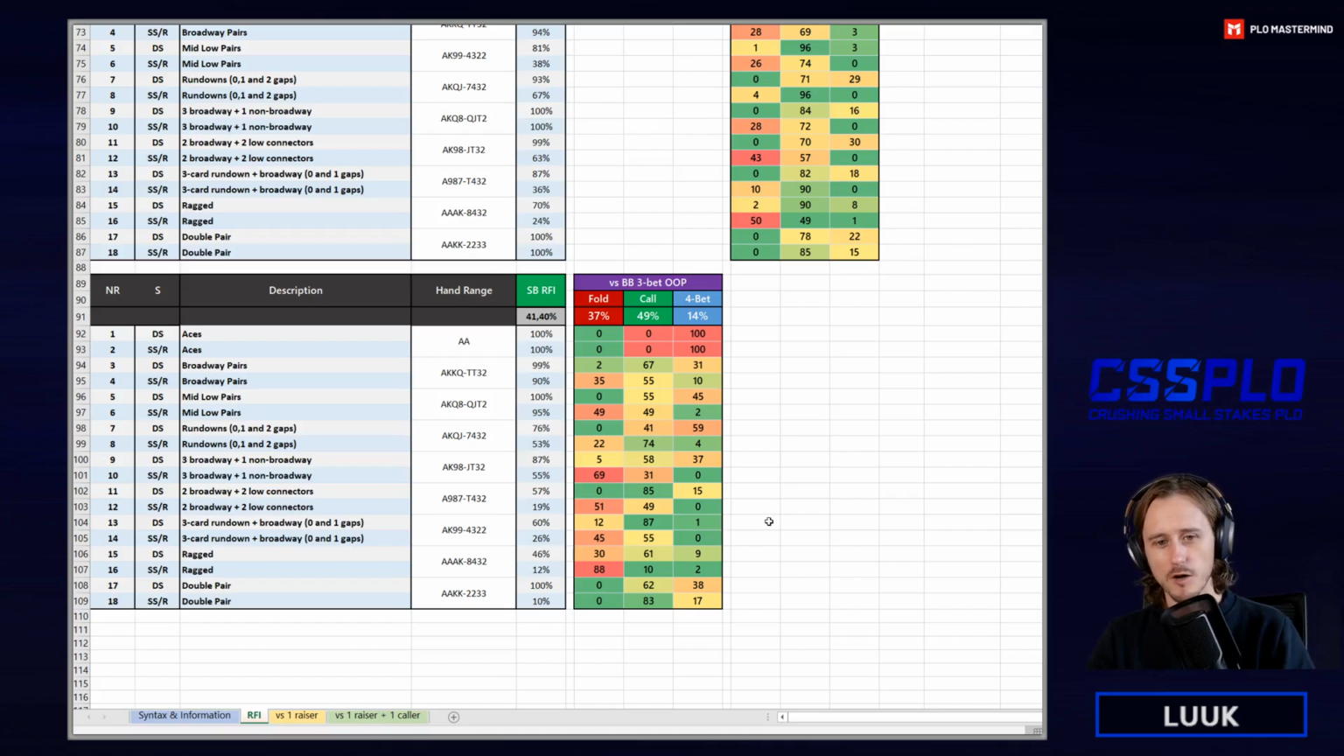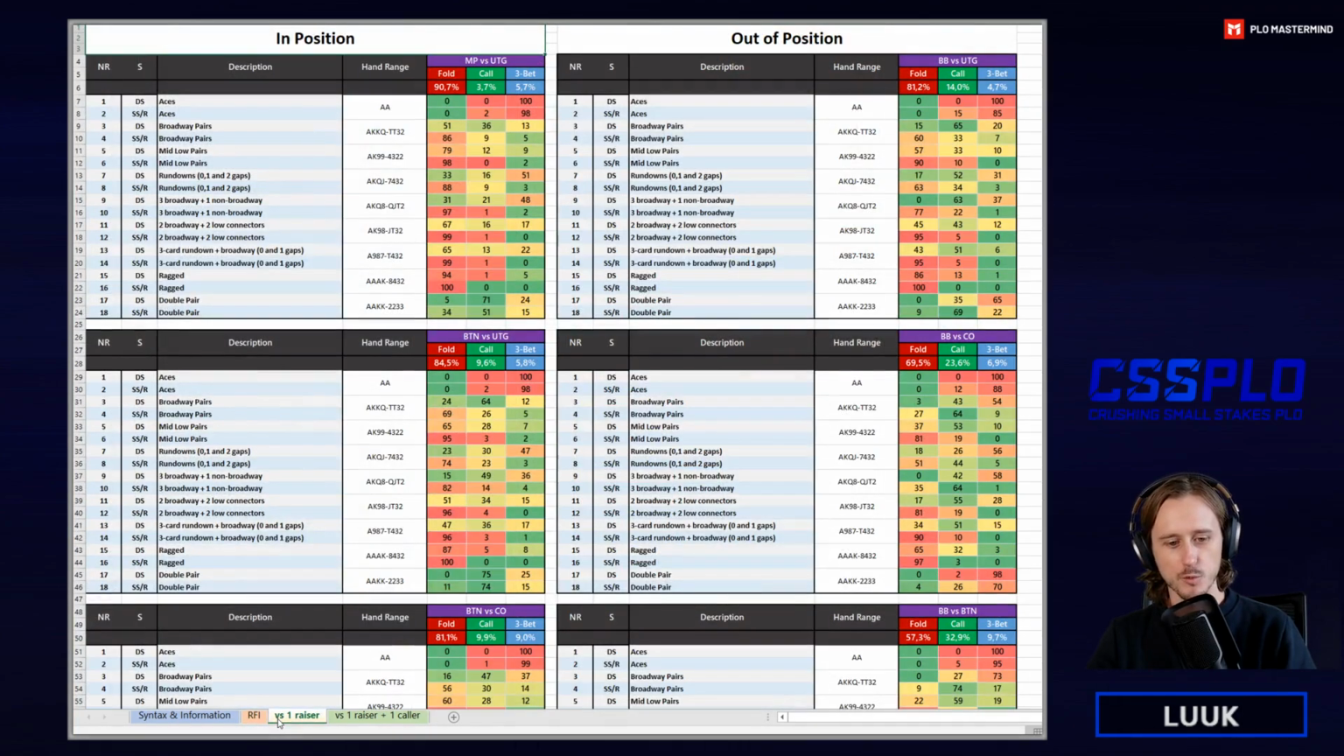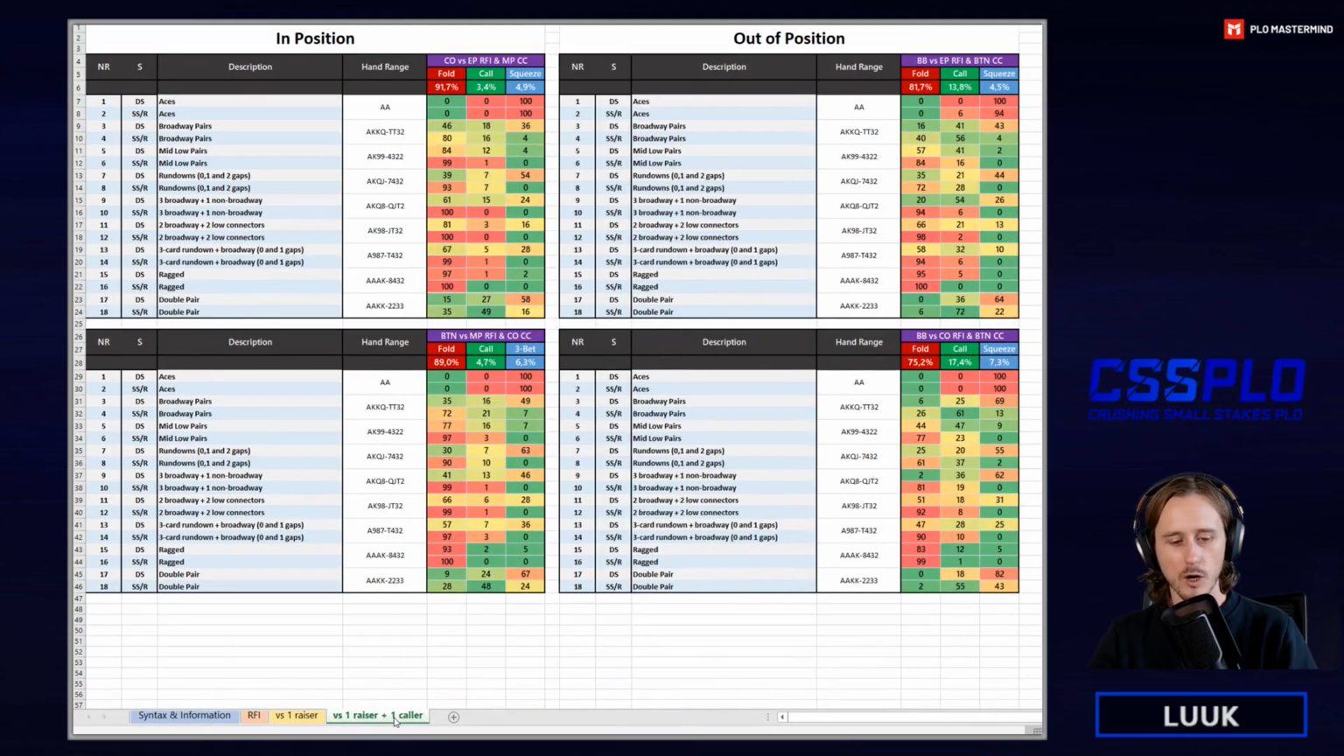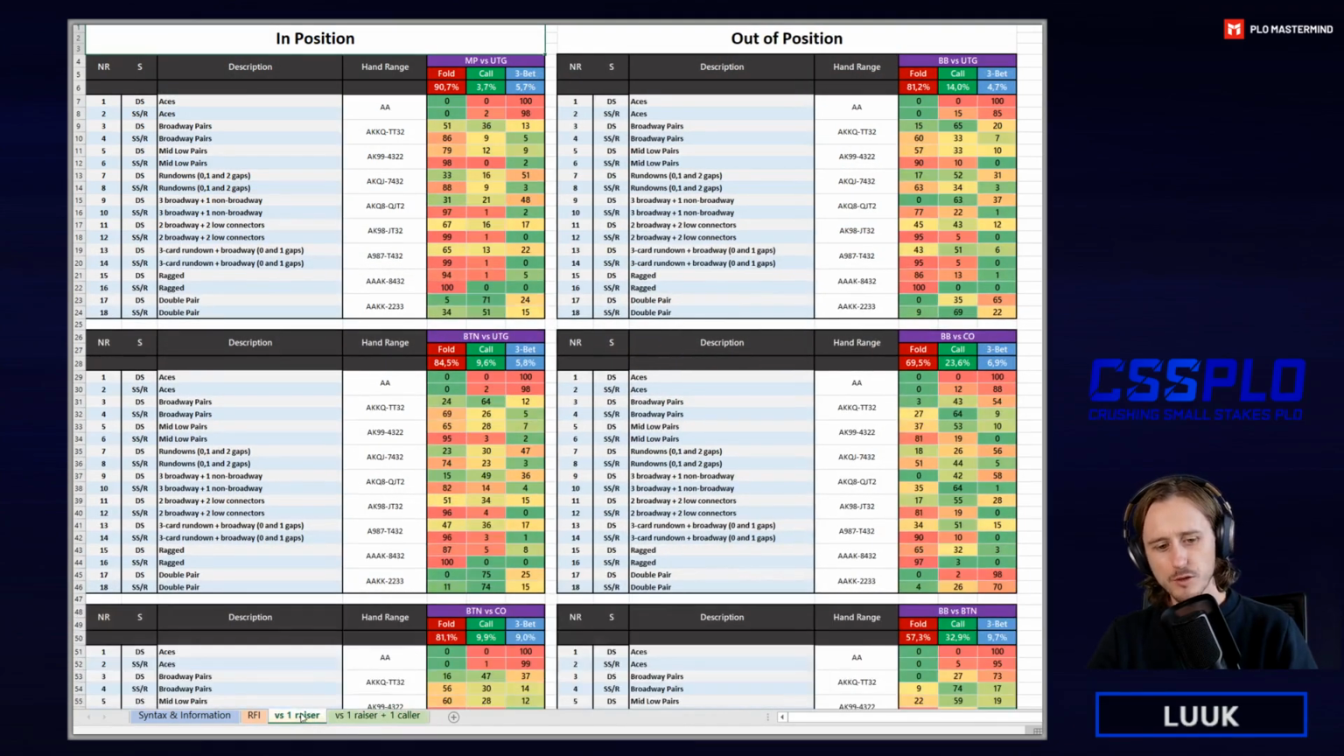So this is the RFI strategy. You can see the tab here below, which tells you RFI. But we also have versus 1 raiser, which is this, and we have versus 1 raiser and 1 caller. If you look into versus 1 raiser, you can see one main distinction, and that is we're either in position versus 1 raiser or we're out of position versus 1 raiser.